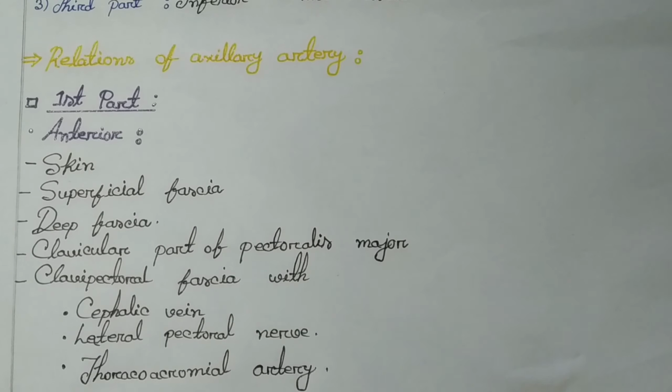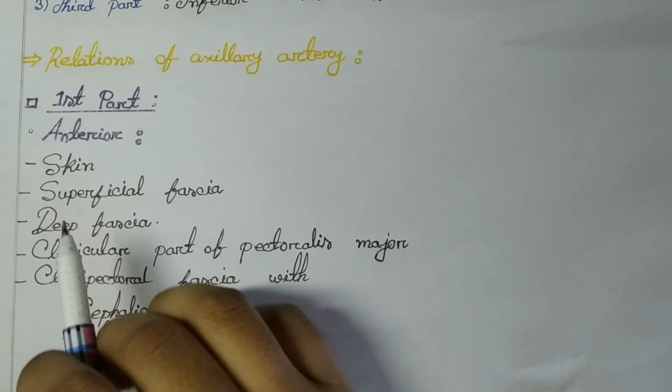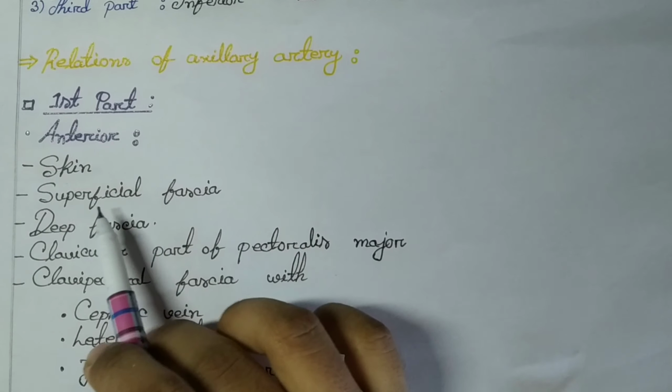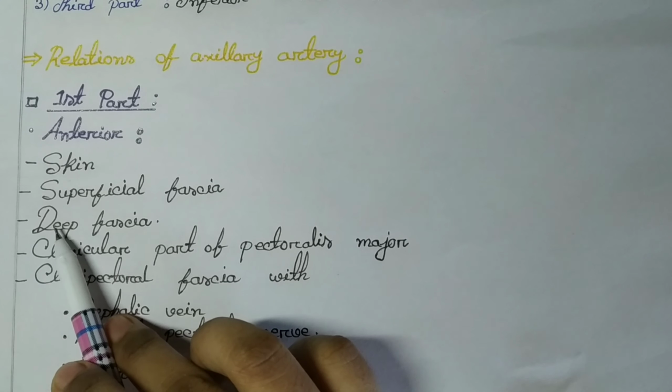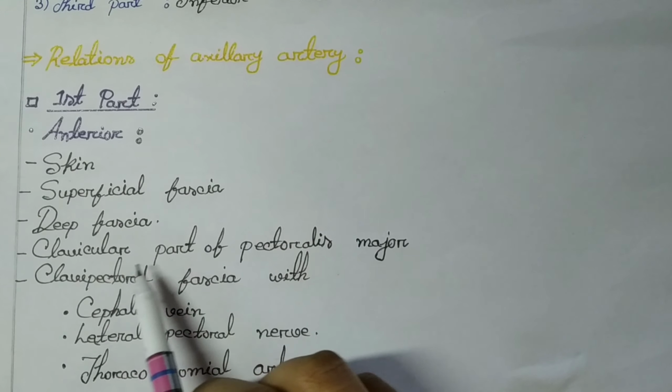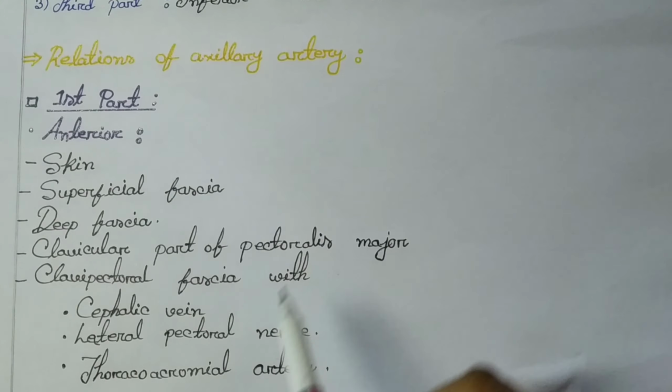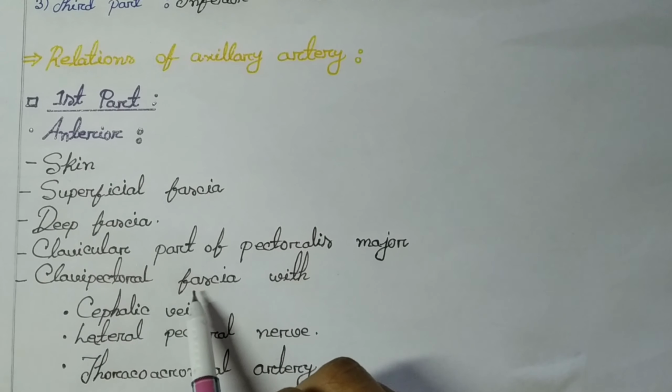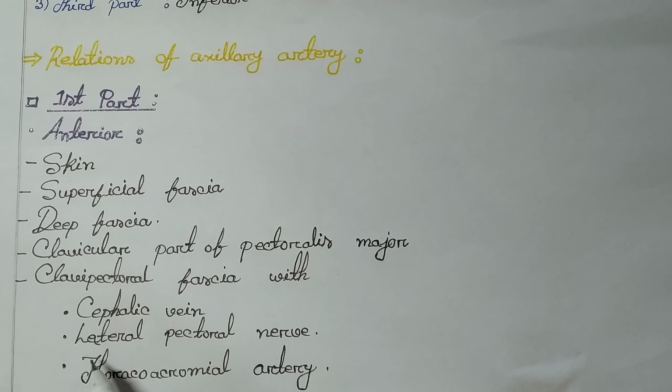Anterior relations of the first part. First we have skin, superficial fascia, then deep fascia, clavicular part of the pectoralis major muscle, clavipectoral fascia with cephalic vein, lateral pectoral nerve and thoracoacromial artery.